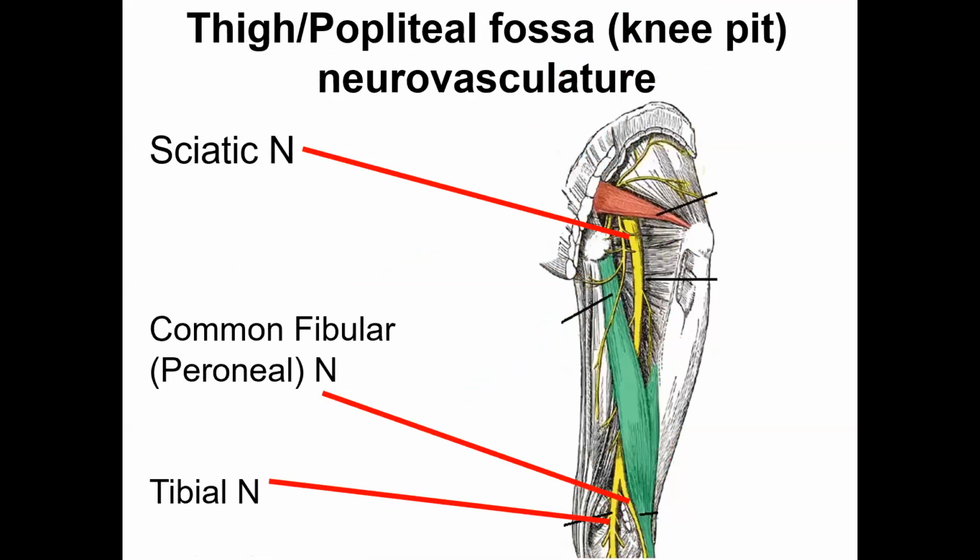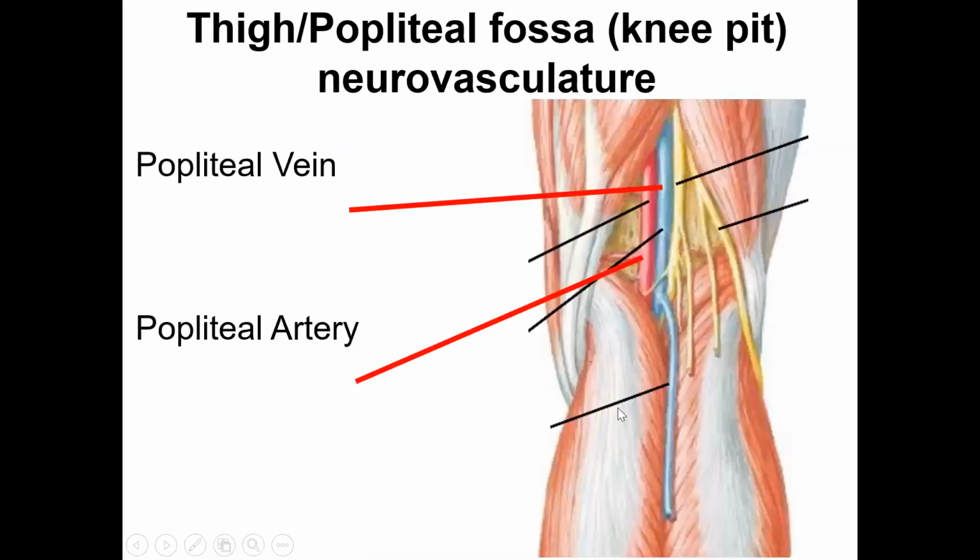So those are branches coming off of the common fibular nerve. And then going right down the middle of the posterior lower extremity, we've got the tibial nerve. So the tibial nerve continues on into the leg, and that is going to innervate some of the lower leg structures, but it's also going to divide as it makes its way down.